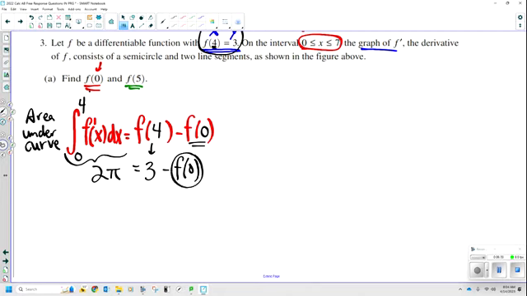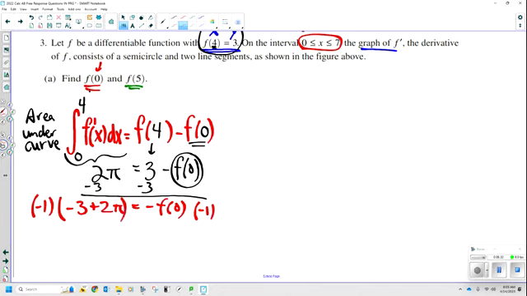All right, well, let's subtract 3. Boom. I've got -3 plus 2 pi equals negative f of 0. Well, we don't want negative f of 0. I'm positive, so I can just flip the signs, or I can kind of say multiply both sides by -1. Okay, so I'm going to distribute that. So it's positive 3 minus 2 pi actually equals f of 0. And that's our first answer right there.